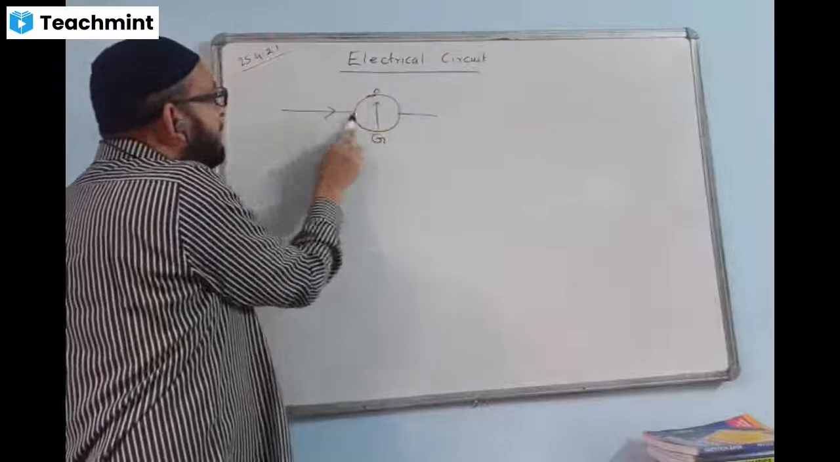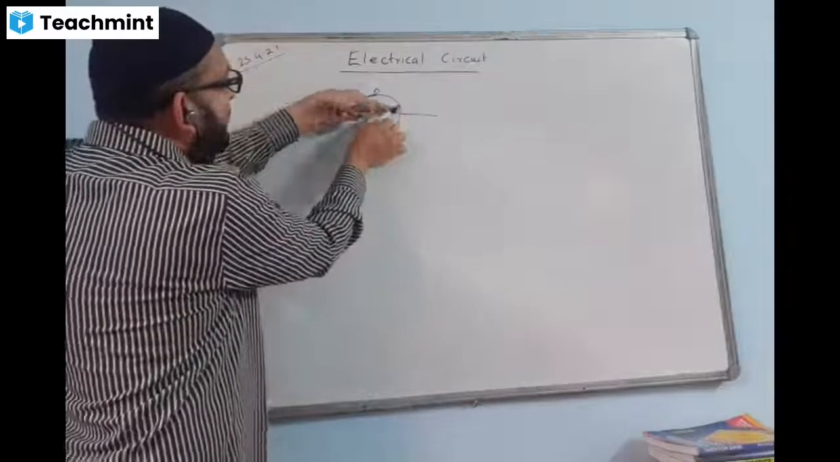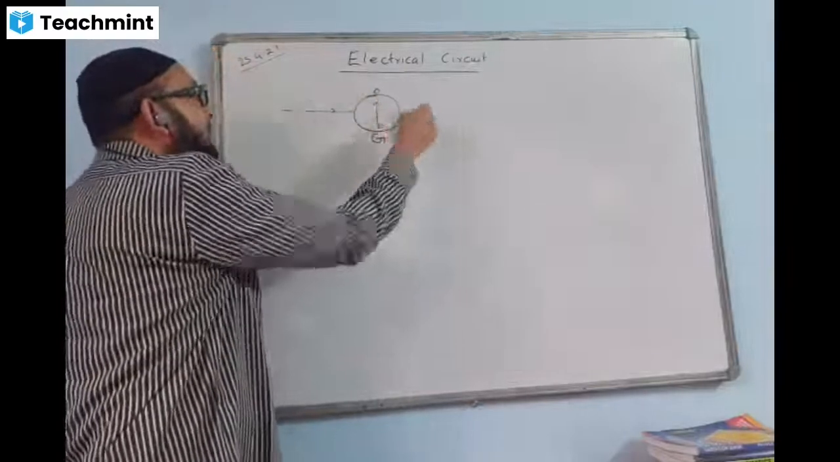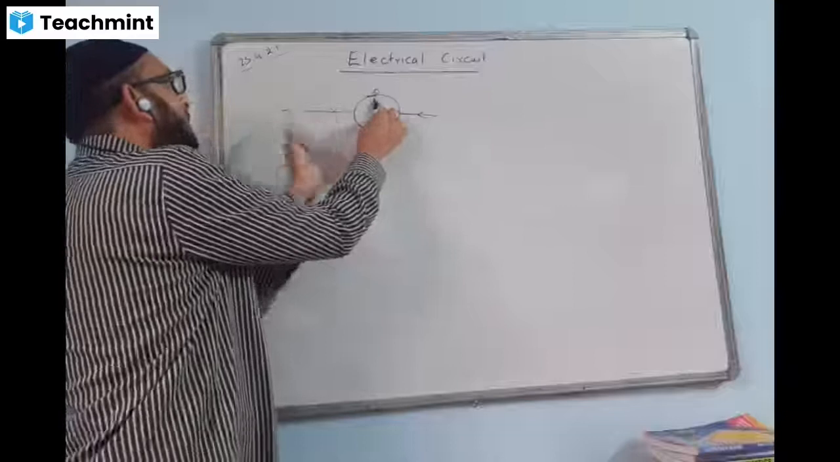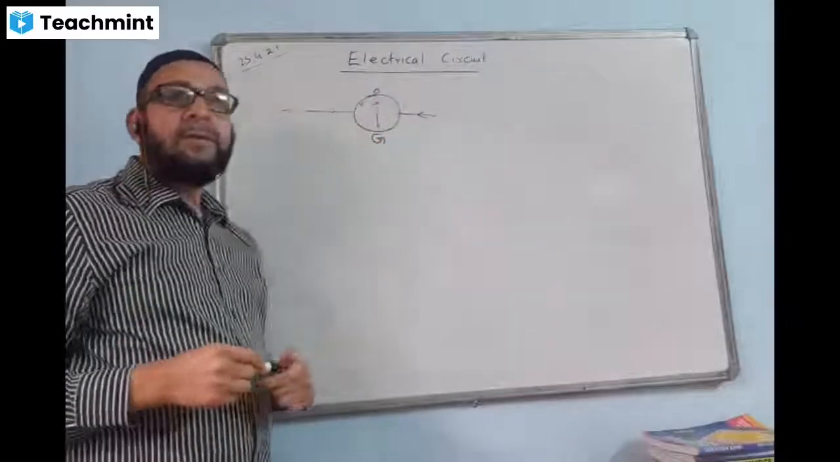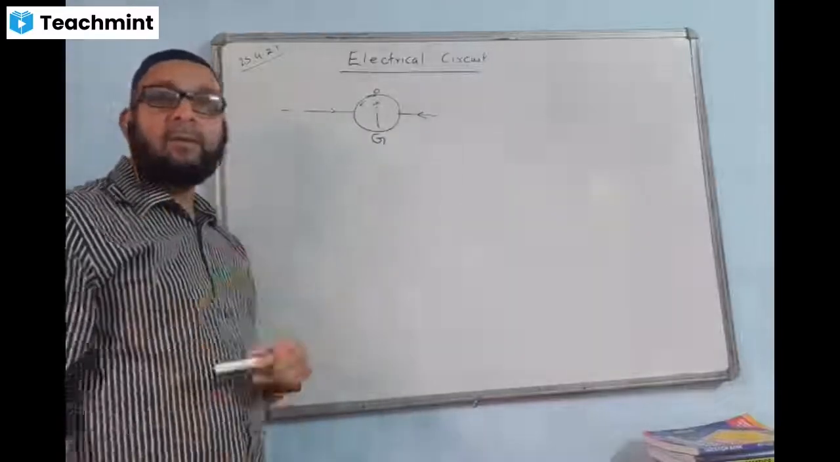When the current flows this way, it will show the deflection on the right side. But if the direction of flow of current is this way, it will push the pointer to this side, so it will go the other side. This thing you have to do actually in practical, but just have an idea only about this.